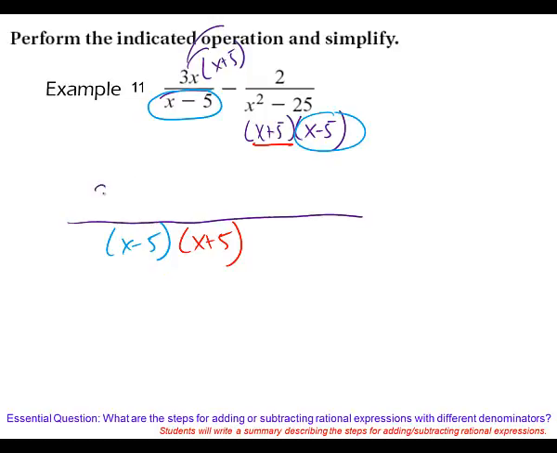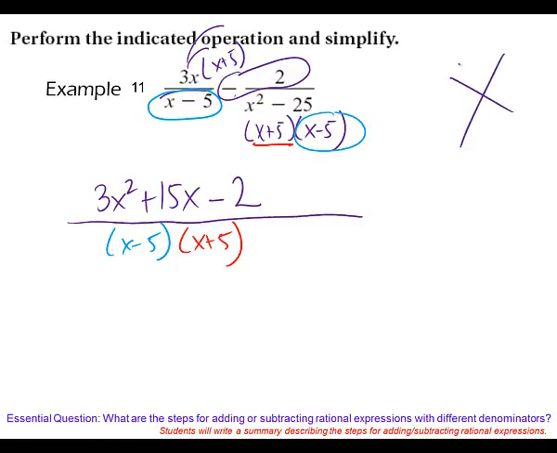What do you end up with? 3x squared plus 15x. Good. In the second one, what's missing in the denominator? Nothing. So what do I write down? Be careful. See the minus hiding in there? Minus 2. All right. What do you think I need to try with the numerator?